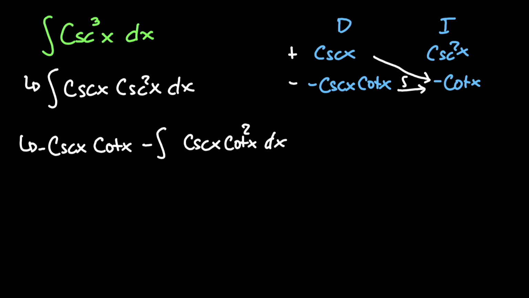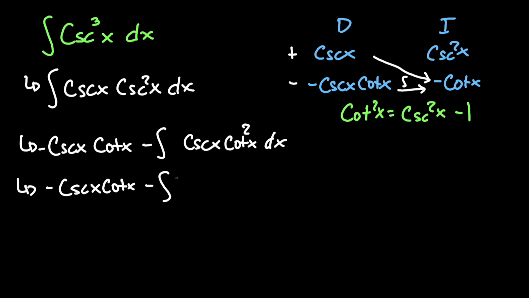And so we can now put cotangent squared of x into its trigonometric form. Remember that cotangent squared of x would be equal to cosecant squared of x minus 1. And so this would be this one. And so distribute cosecant x into the parentheses.